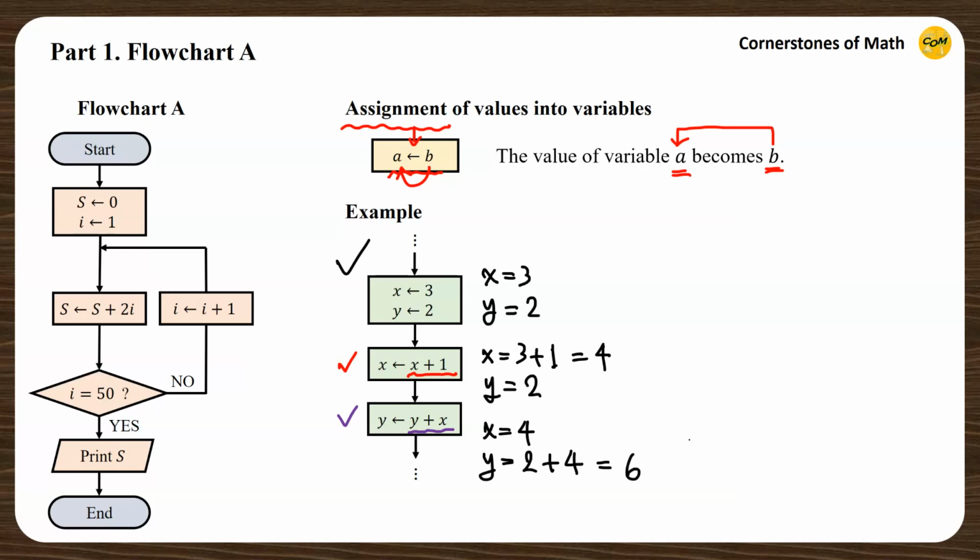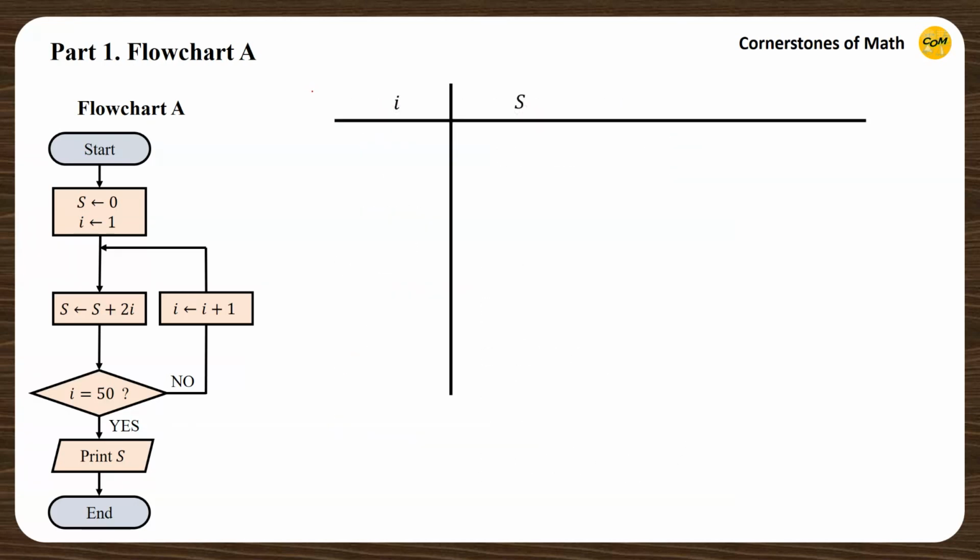With this understanding, let's take a look at the flowchart A. We have 2 variables, s and i, and it is useful if we construct a table to keep track of values of these 2 variables. So in the first step, we assign 0 to s and 1 to i. In the next step, s becomes s plus 2i. Since i is currently 1, s becomes 0 plus 2 times 1, which is 2.